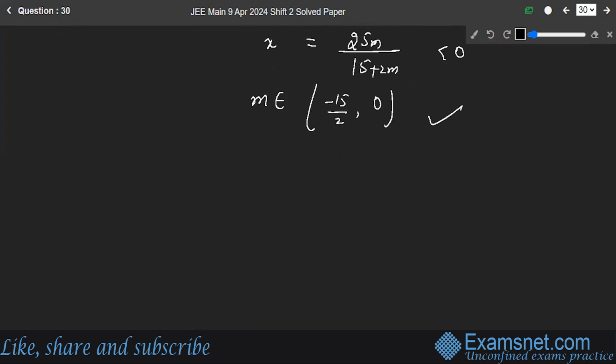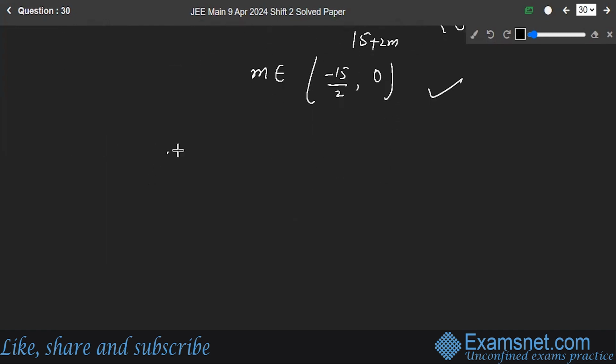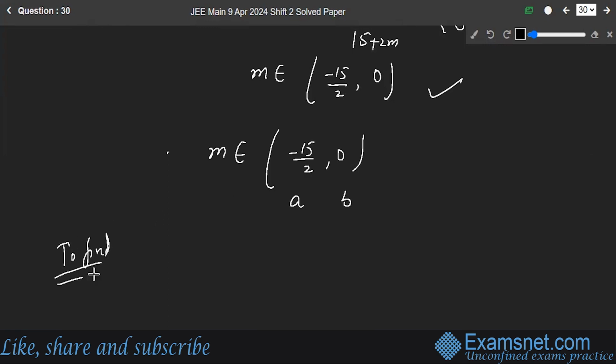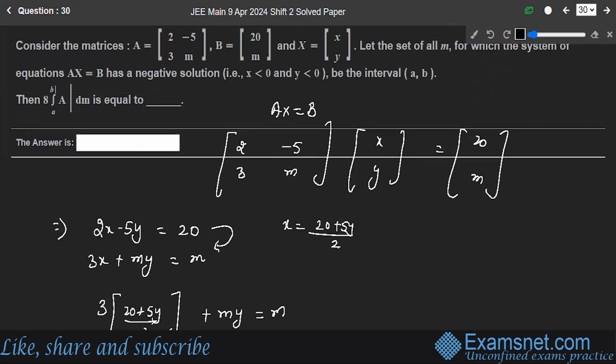Therefore, if I combine both of them, with round brackets, m will belong to minus 15 by 2 to 0. So that makes your a and this makes your b. Now, to find the integral, it was a into integral limits a to b, so minus 15 by 2 to 0. And what was next is the determinant of A.